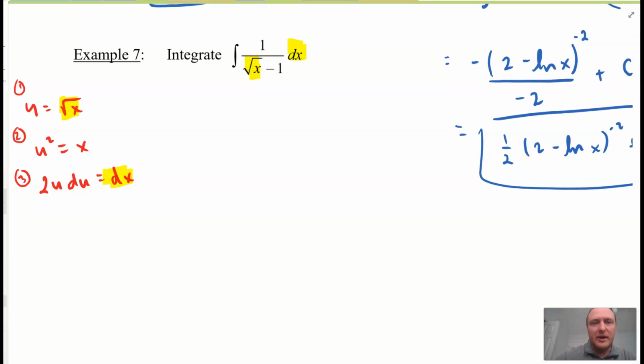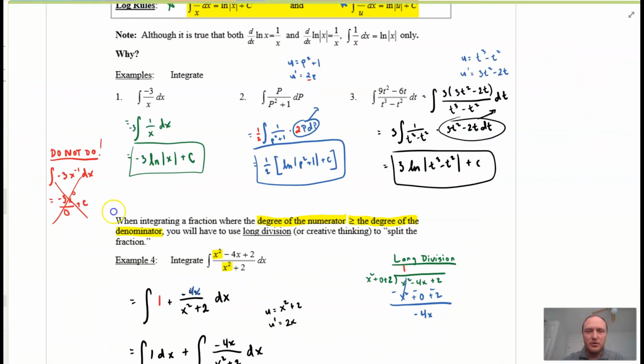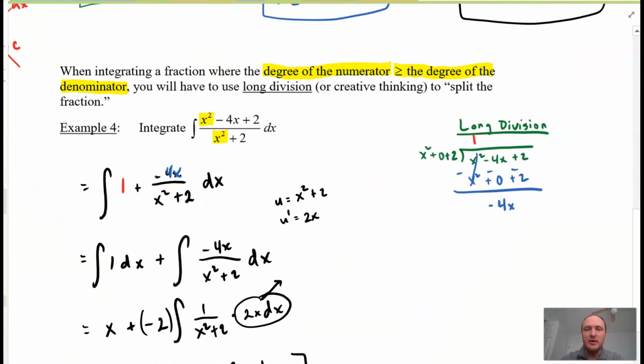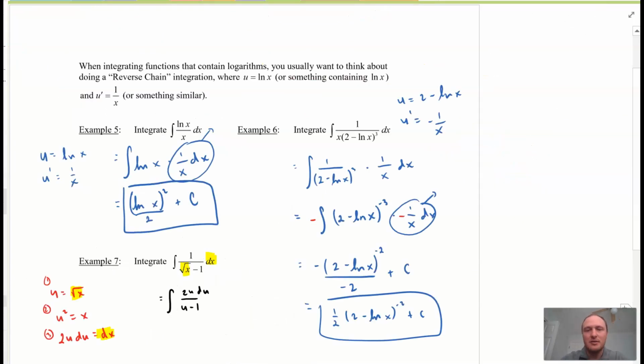So let me go ahead and rewrite this. So this is the integral of 1 over u minus 1, times 2u du. All right, and actually I don't want to write it like this just yet. I'm going to write it like this. So 2u du. And now you're looking at this and you're like, well, what good did that do? I have powers that are the same. Well, what did we say in the previous video? When you have a degree of the numerator that is greater than or equal to the degree of the denominator, we have to utilize long division.